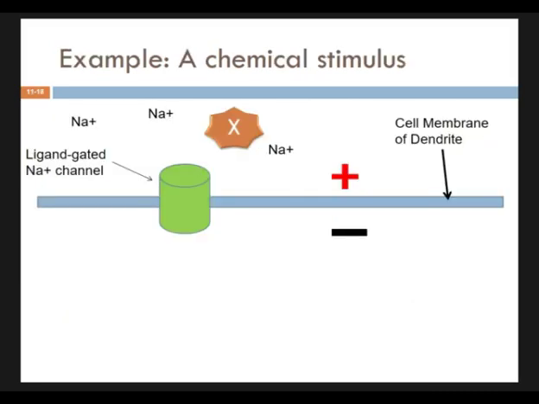So let me show you an example. So here's where we have a chemical stimulus. This would be a receptor potential.